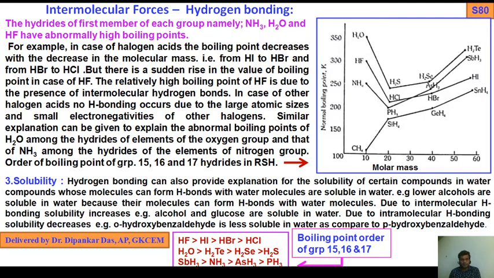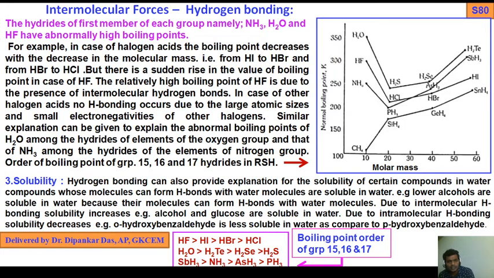Similarly, this is group 17, HF and HI, this is group 16, this is group 15: SbH3 is greater than NH3, greater than AsH3, greater than PH3. Okay, so this is the boiling point order of groups 15, 16 and 17.